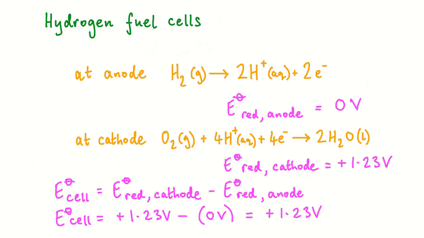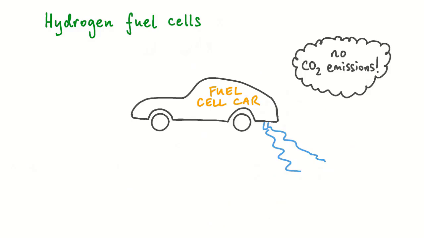The cell voltage remains constant as long as the reactants are supplied to the cell at a constant rate. Since water is the only waste product, the hydrogen fuel cell provides a source of electricity that does not directly produce carbon dioxide. Carbon dioxide is emitted by combustion engines in cars. One idea is to replace combustion engines in cars with fuel cells to power electric motors.